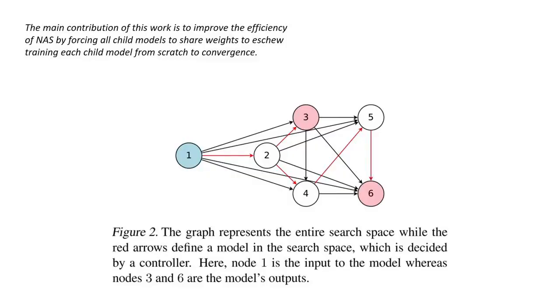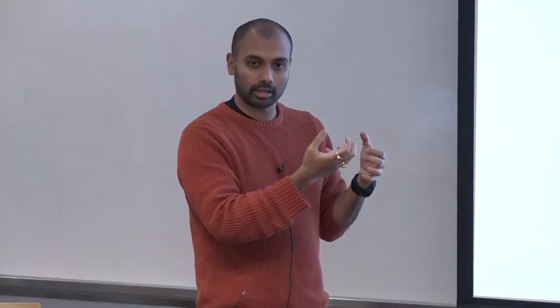Okay, so let's talk about how you go about doing this. They still did the same thing as before, where you had the RNN sampling networks, and then you went and trained them, and you updated the RNN, and obviously you were doing all these sampling things in parallel.